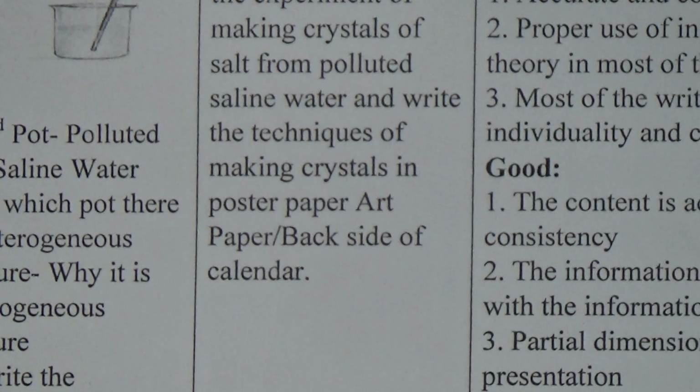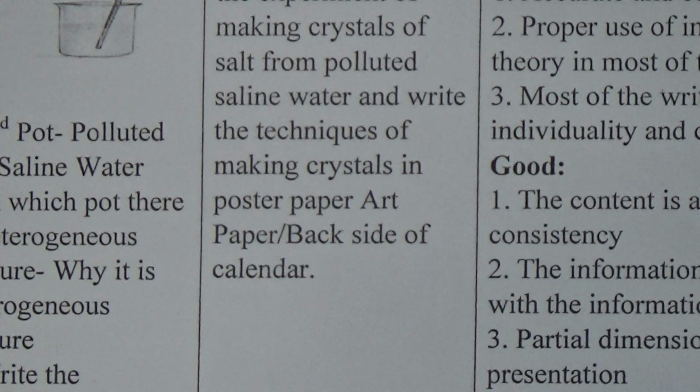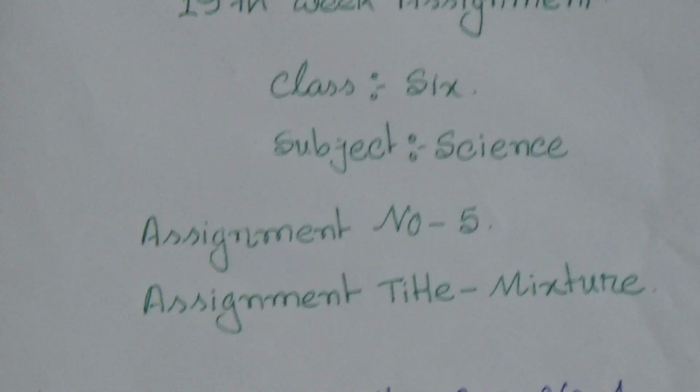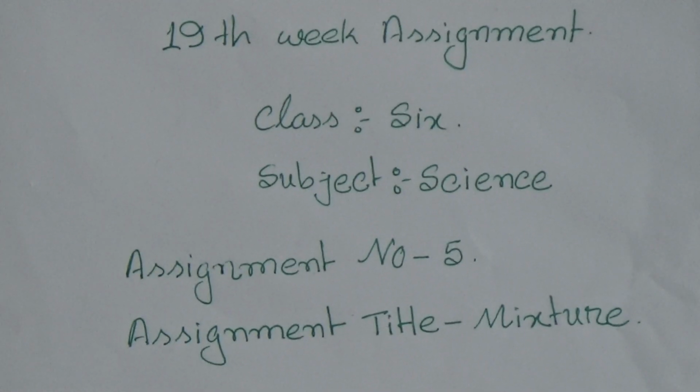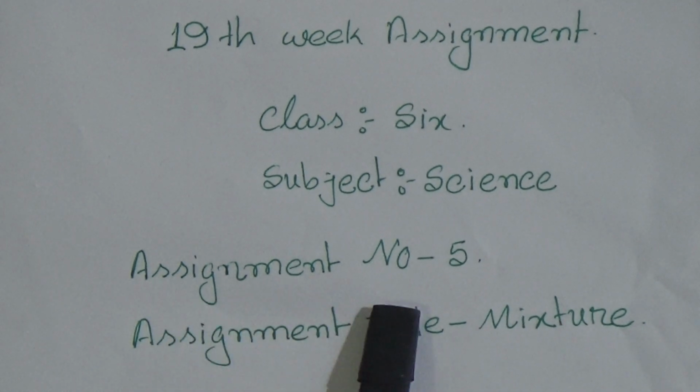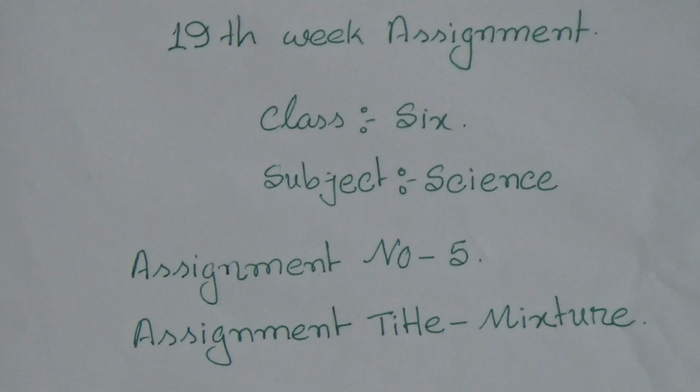My dear students, the assignment is for you. You will read this chapter and do it by yourself. We give you some instructions on how you can do the assignment. We just help you. Here, 19th week assignment, class 6, subject science, assignment number 5. It is very important to write the number and the name of the assignment correctly. Many of you write the wrong name and wrong number of the assignment. So be careful when you write the name and number of the assignment. This is assignment number 5 and assignment title mixture.